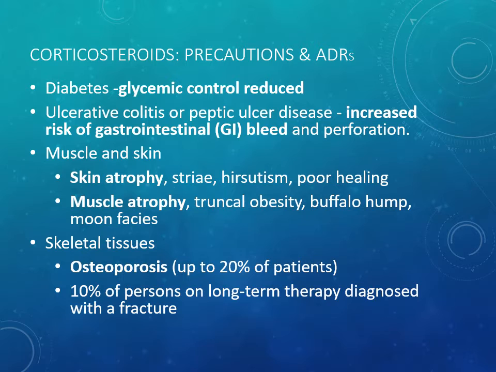Patients with diabetes will notice a decrease in their glycemic control, and sometimes it can precipitate diabetes. If you have a patient who unknowingly may be pre-diabetic, they will have diabetic levels of glucose at times when you give them corticosteroids. With ulcerative colitis or peptic ulcer disease, use caution because they are going to have an increased risk of GI bleed and even perforation. They can cause skin atrophy. A person can actually have increased hair growth while on corticosteroids.